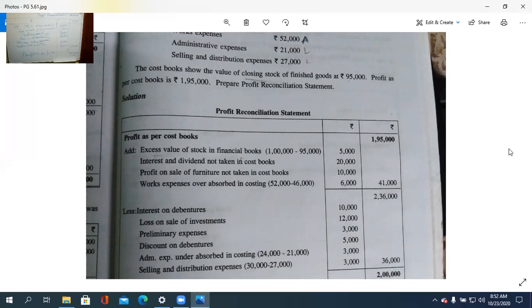So this is the case with regard to profit as per profit reconciliation statement, where profit as per cost books is to be taken and some of the items to be added. Keep those items in mind, and those items to be deducted also to be kept in mind, so that we can reach the profit as per financial books. Okay. So this is the case, profit reconciliation statement.